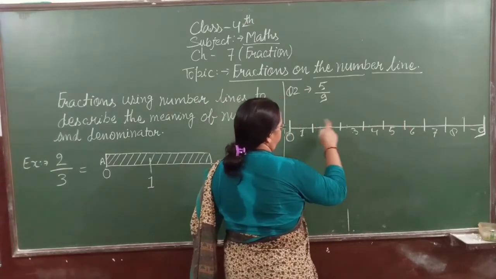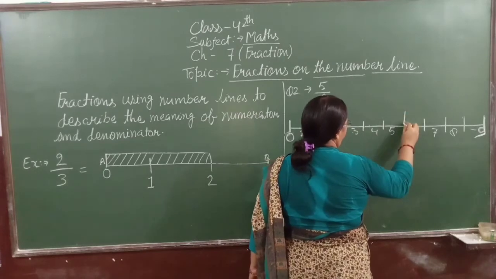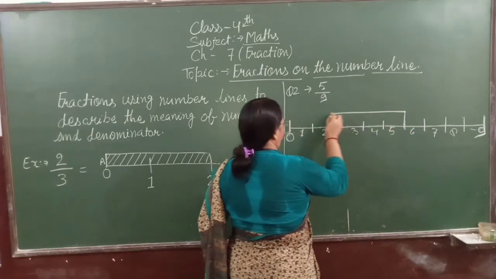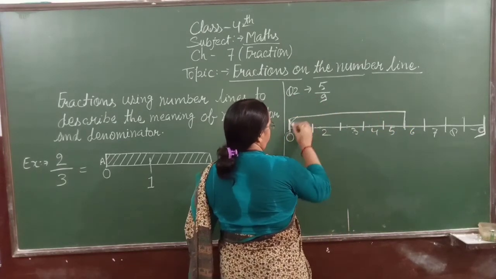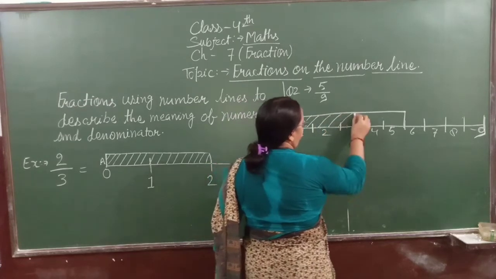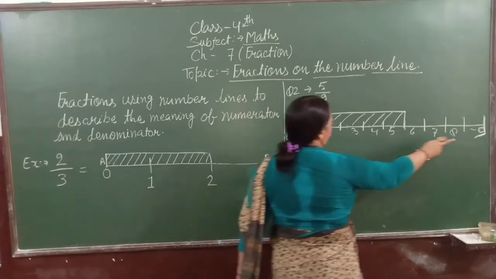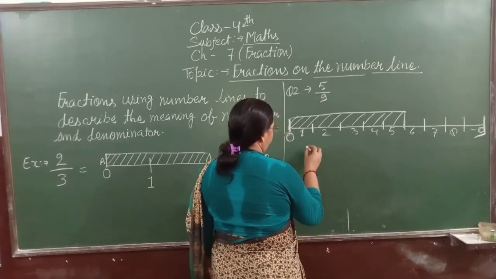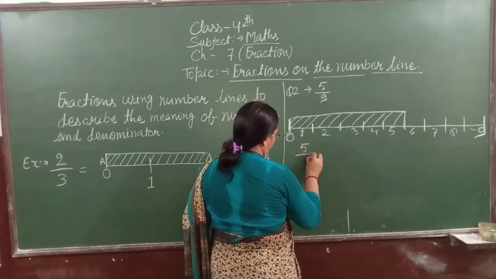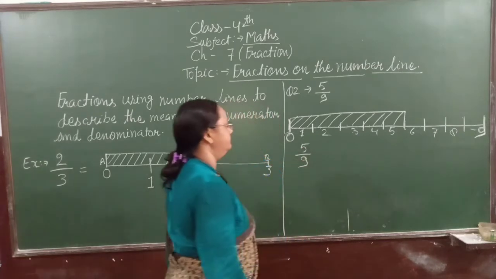So this is 5 and the whole part is 9. This number line shows the 5 upon 9.